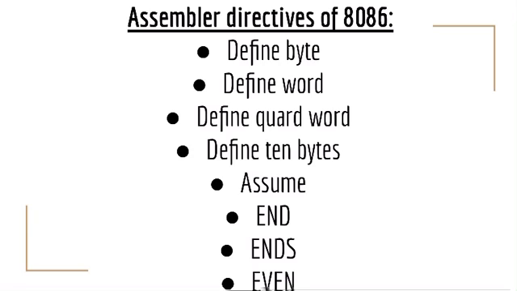So next we have the assume directive. This directive is used to inform the assembler of the names of logical segments to be assumed for the different segments used in the program. So next we have the end directive. This end directive marks the end of the assembly language program. Okay. So next we have the end of procedure.